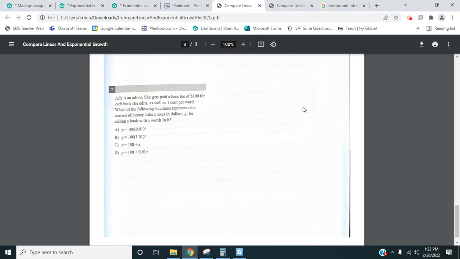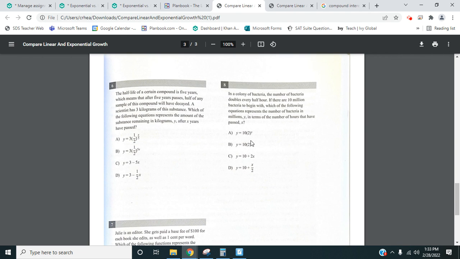Sorry, on number 8, it's the opposite of number 6 because it's doubling every half hour. So that means it happens 2 times every hour, which means the answer is B. That's why the 2x is up there on number 8. Keep that for future reference.